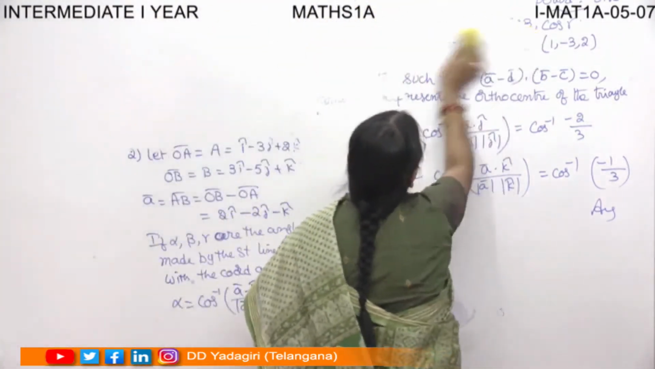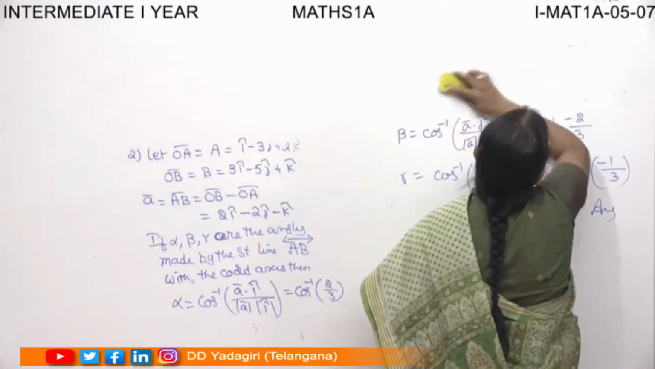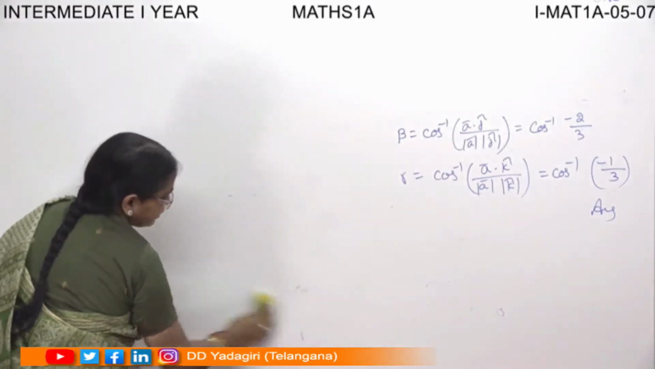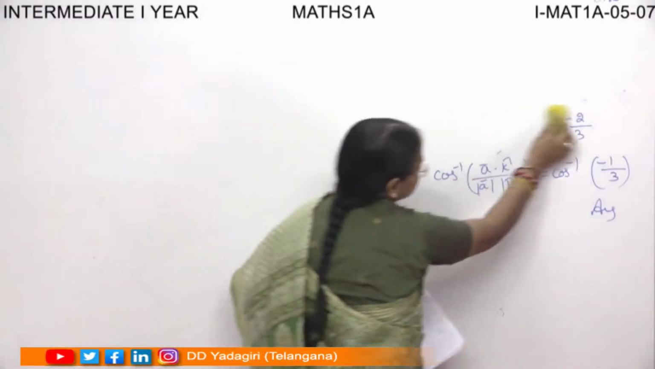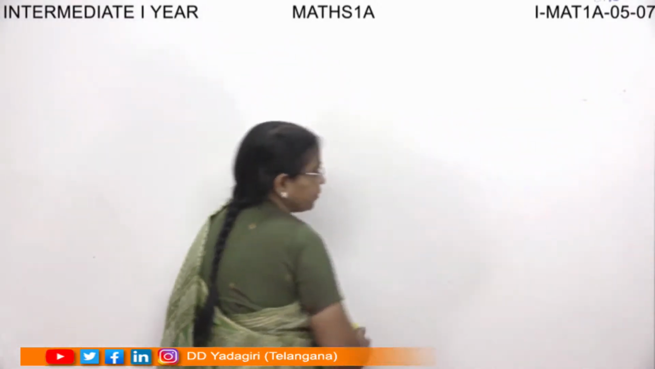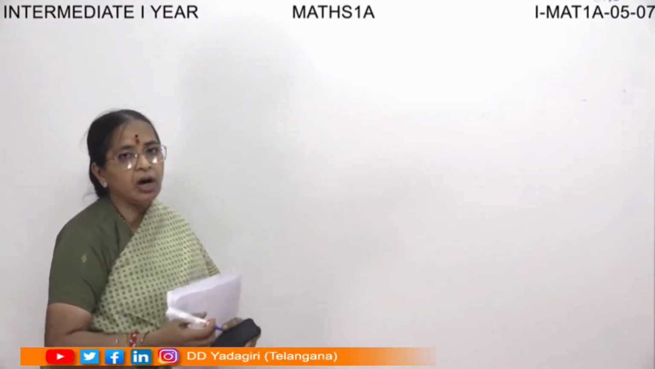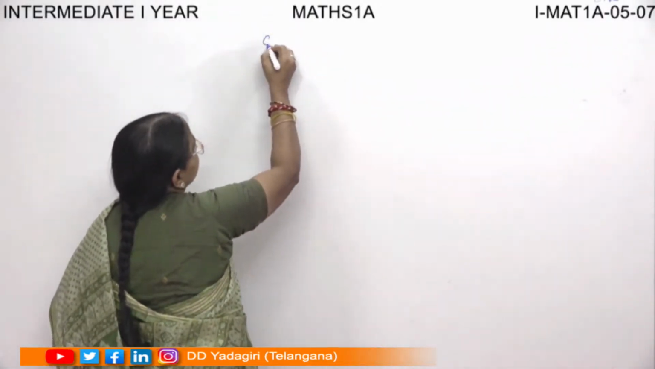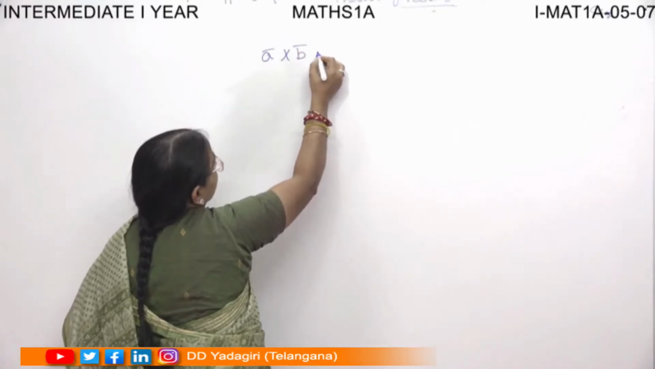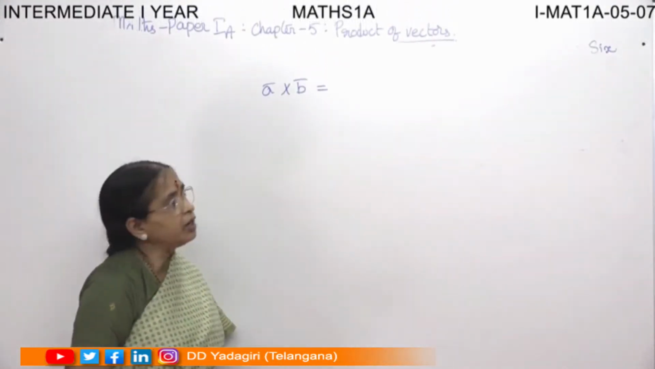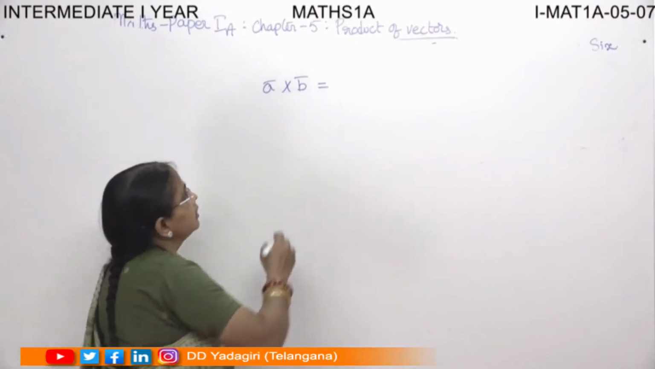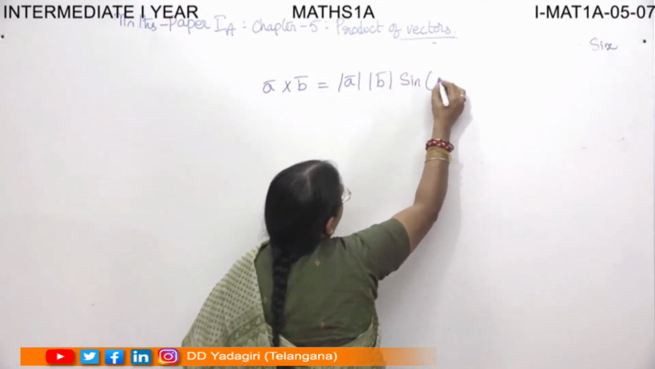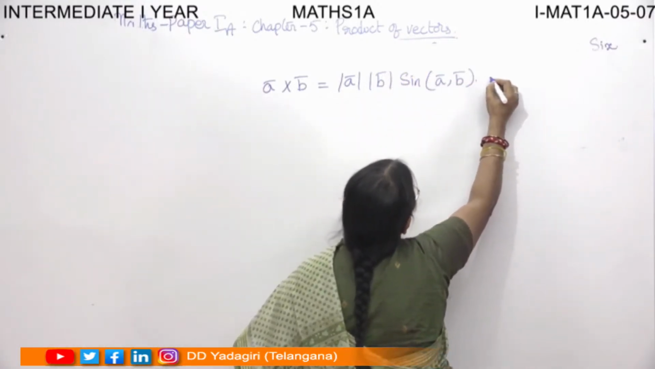How is it defined? First listen to all the properties and then we'll summarize. Suppose that A and B are non-zero, non-collinear vectors. They should not be collinear. If they are collinear, A cross B will be 0. So we define A cross B, another kind of product called the cross product between 2 vectors, as mod A into mod B into sine of angle between A and B into n cap.